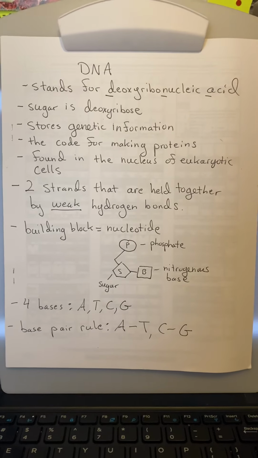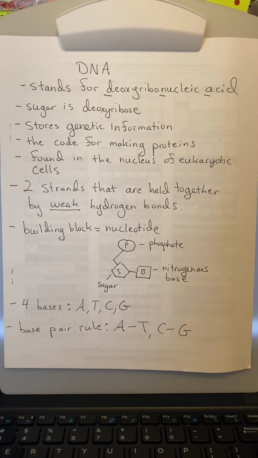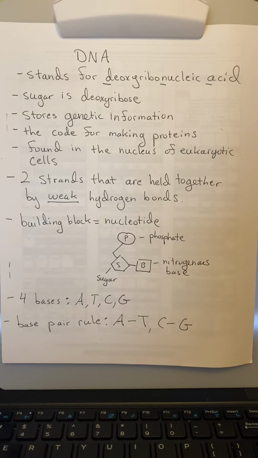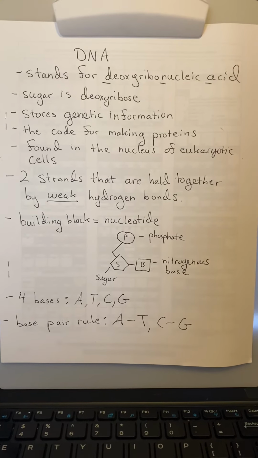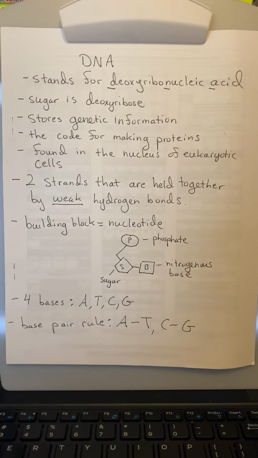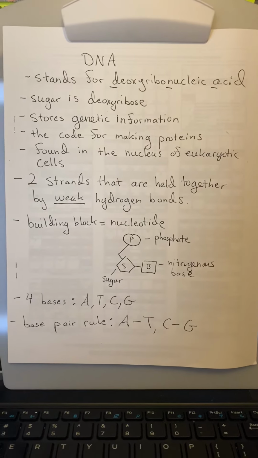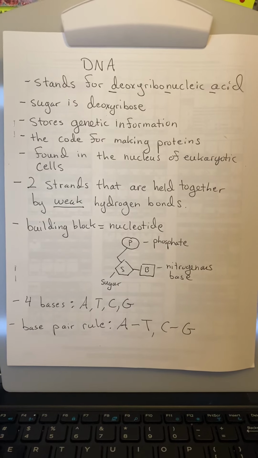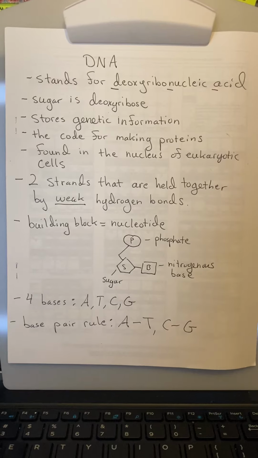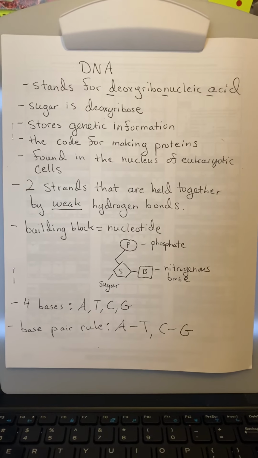DNA is found in the nucleus of eukaryotic cells, and for the sake of any assessment, when you're asked where DNA is in the cell, the answer is probably going to be the nucleus, because the question will probably be referring to a eukaryotic cell. Now, keep in mind, in a prokaryotic cell there is no nucleus, so the DNA will be free floating in the cytoplasm, which is the clear fluid inside of the cell.